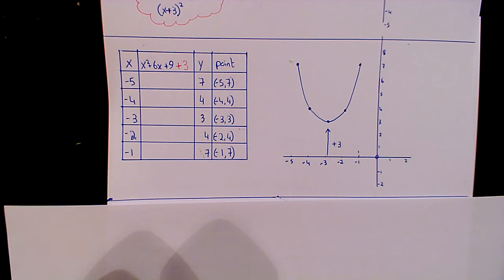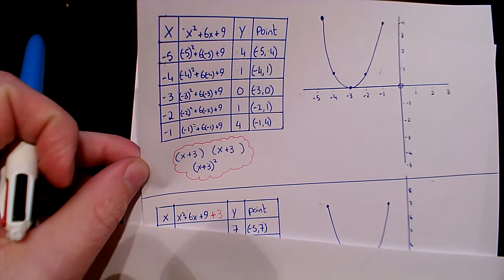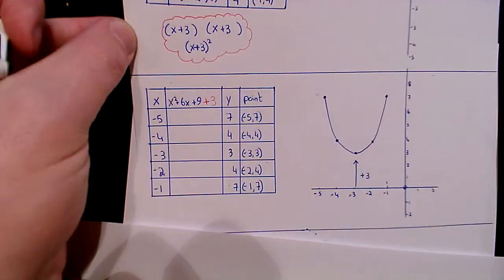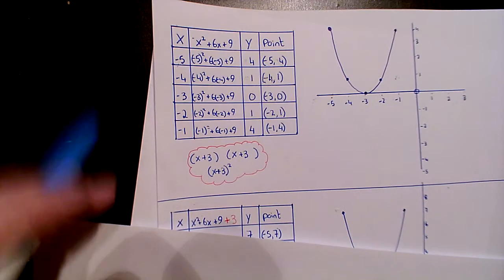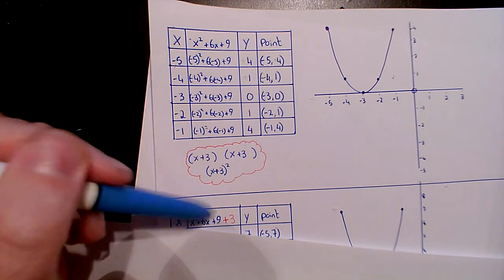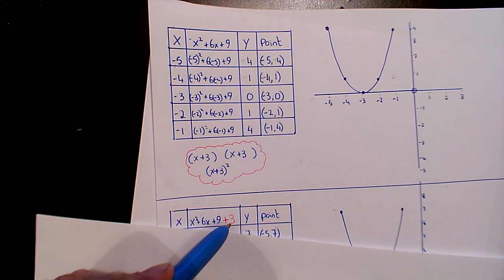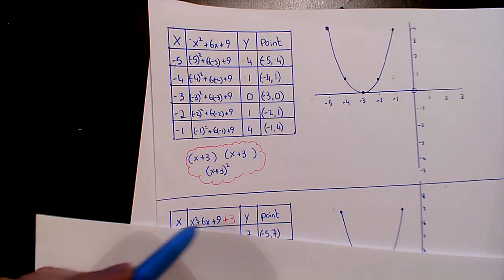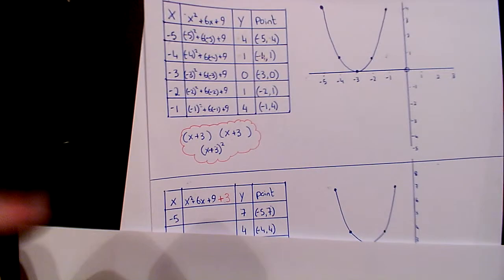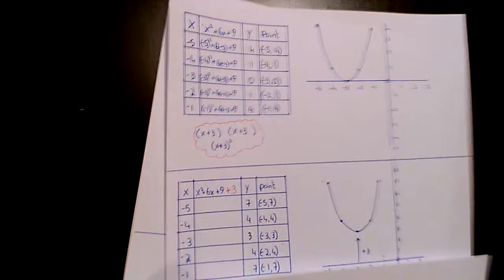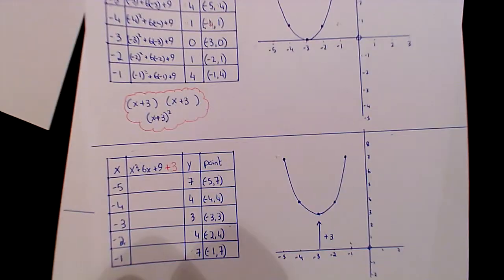Right, moving on though. Now let's look at this. If you look at the two equations, the only difference between this and this is I've added in another 3. So the x squared is the same, the plus 6x, the plus 9, and I've added in another 3. So what actually happens to the graph if I plot it? Okay, let's see.